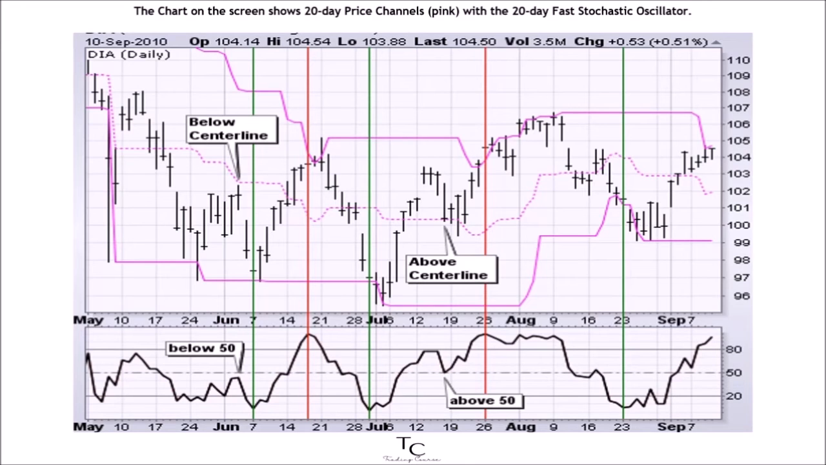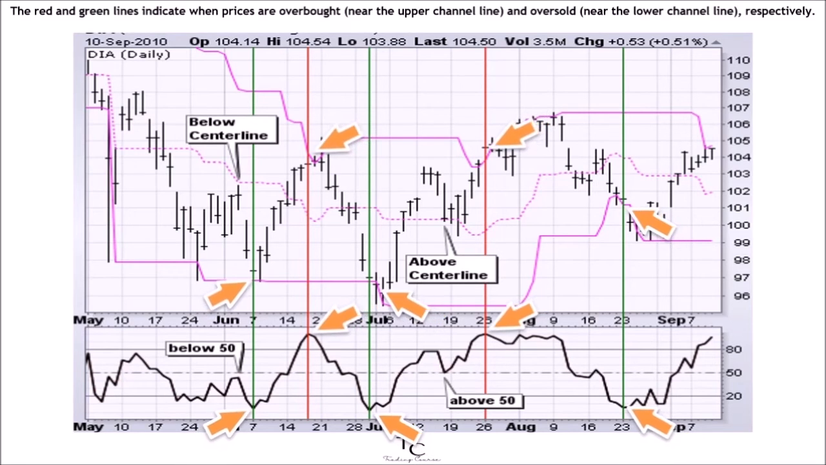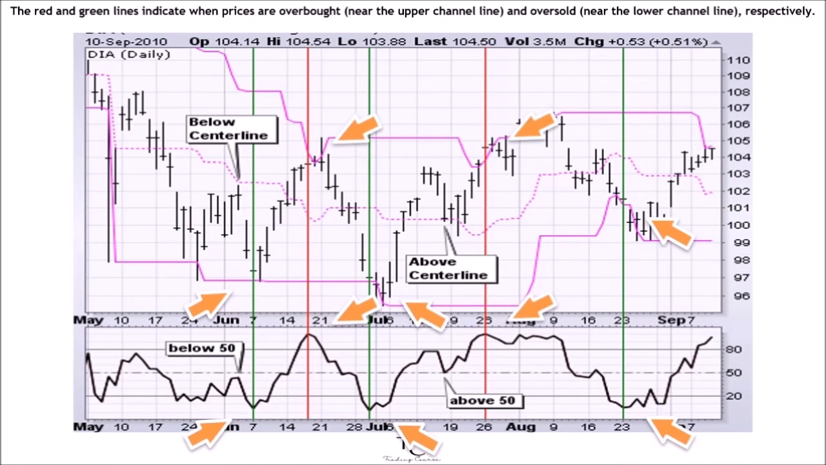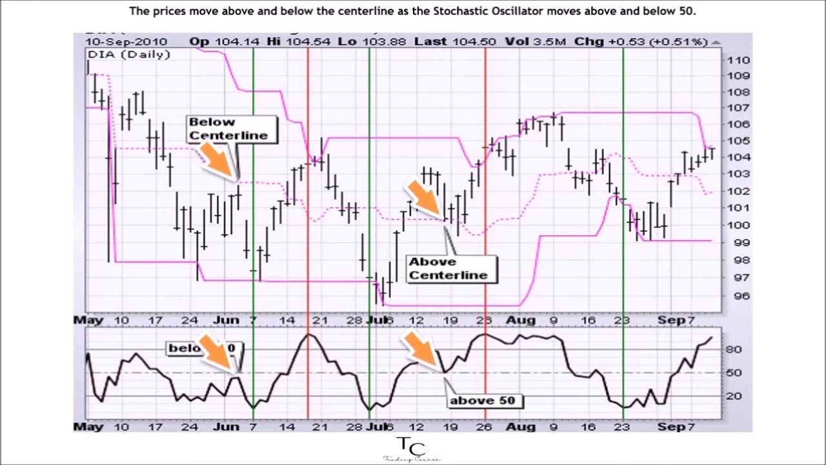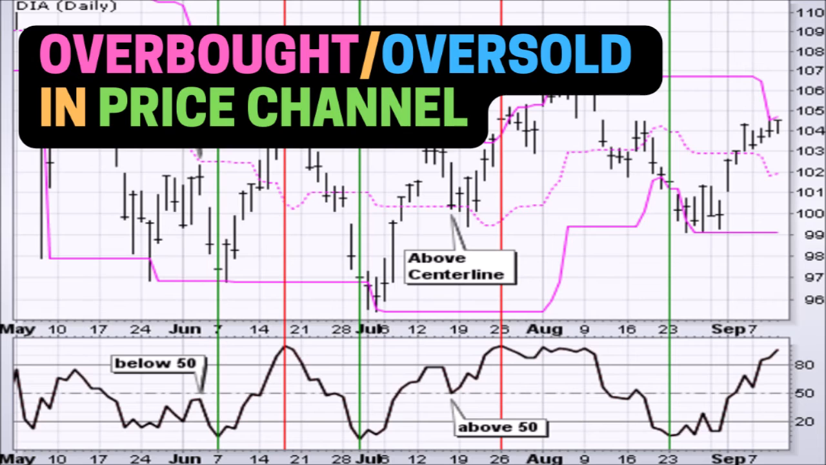The chart on the screen shows 20-day price channels, pink, with the 20-day fast stochastic oscillator. The red and green lines indicate when prices are overbought, near the upper channel line, and oversold, near the lower channel line, respectively. The prices move above and below the center line as the stochastic oscillator moves above and below 50.